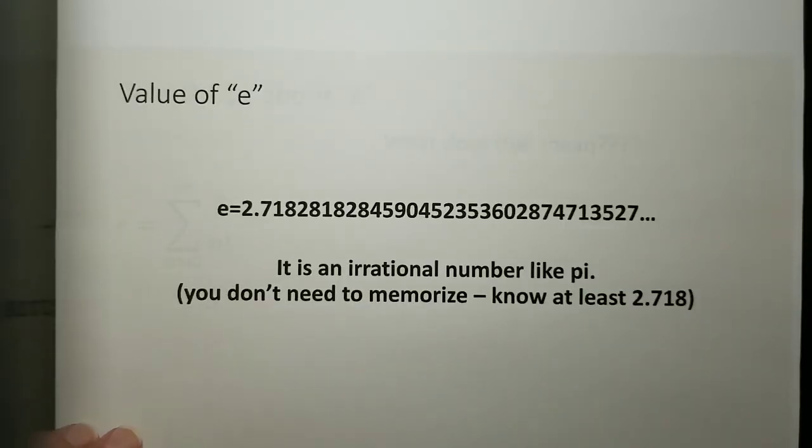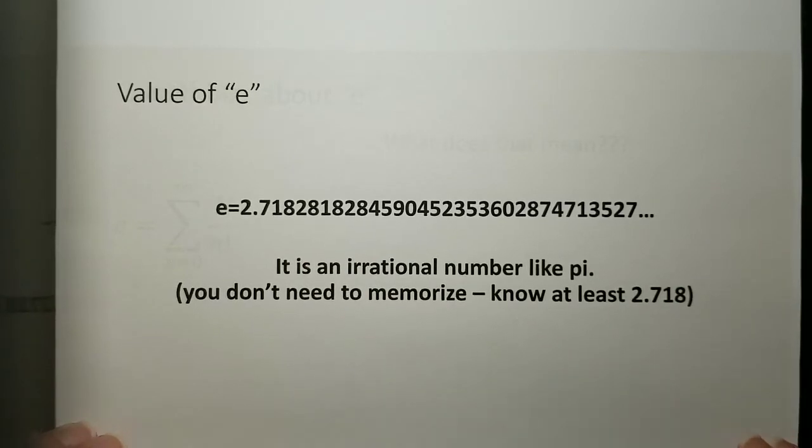So e, again, is an irrational number. It keeps going. You don't have to memorize it. It's about 2.7. That's good enough. There is an e button on your calculator almost for sure.